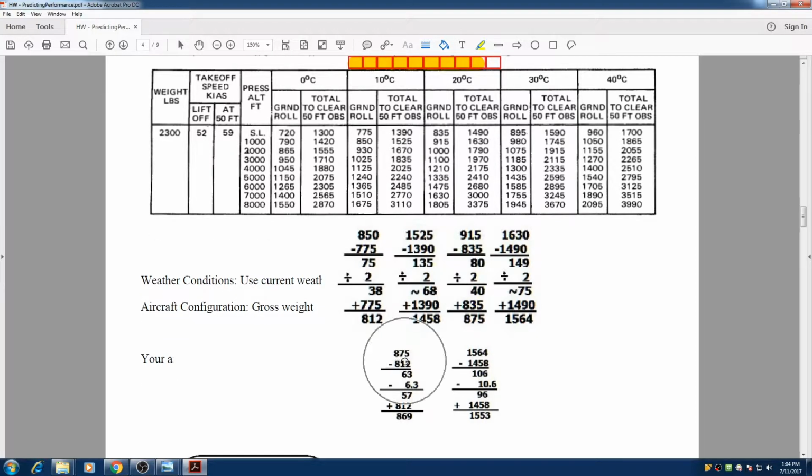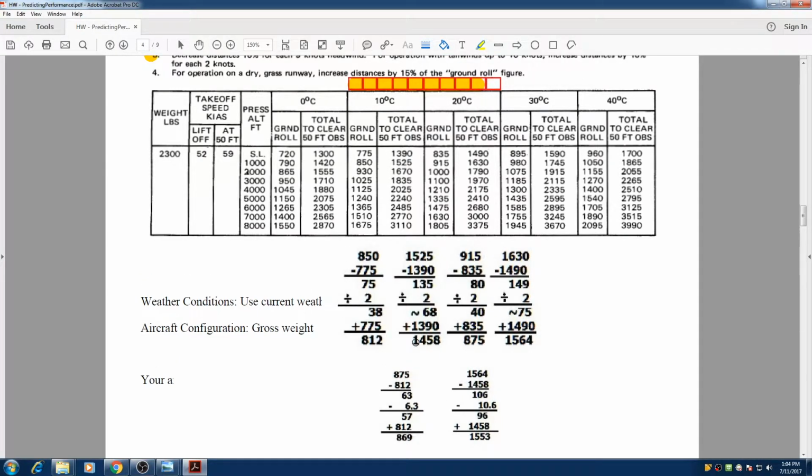You can see here that we take 875 and we take the difference. It's only 63 difference between these two. So we just need 10% of that difference off. If we take 10% of 63, that is 6.3. So we take 6.3 off, we get 57, and we add that to our little number, which is 812. We find 869 for the ground roll, and we do the same thing for here.